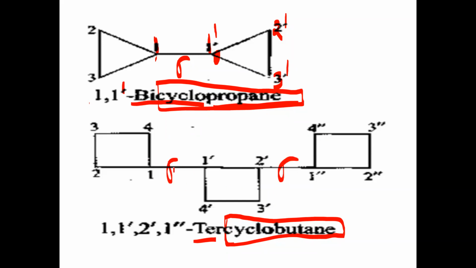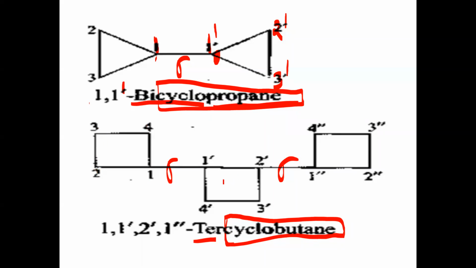So when a sigma bond joins two or more than two rings, this type of nomenclature will be taken into consideration. Here, the first ring is given numbering 1, 2, 3, 4. Okay, so 1, 2, 3, 4 given.